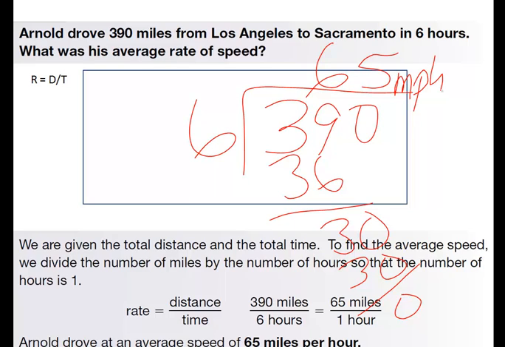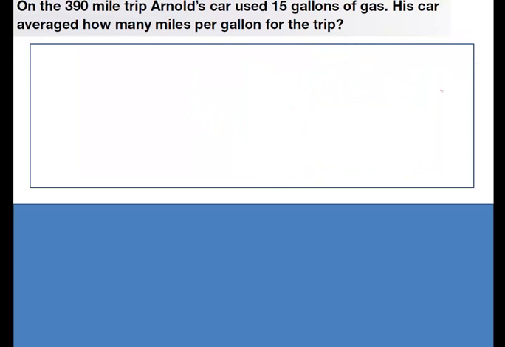Pretty simple, not too tough. I think you guys can do this. It's just knowing what's being the divisor. Let's look at another one.